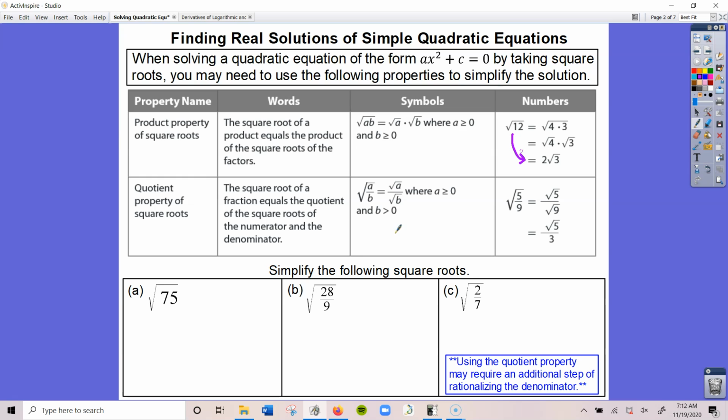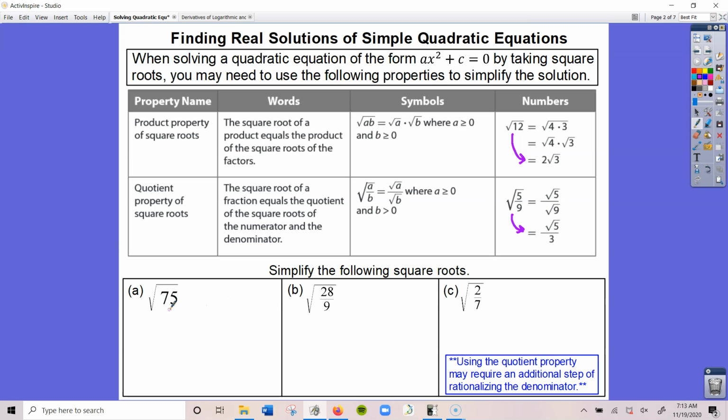Now when you are dividing, so when you have a fraction inside of a square root, remember fractions are division, we can separate those fractions. And we can do the square root of the numerator divided by the square root of the denominator. So in this example, we have the square root of 5 over 9. Now I don't know the square root of 5, so we can keep it as the square root of 5. But the square root of 9 is 3, and so this would be the simplified version of the square root of 5 over 9. Now let's practice using these properties.